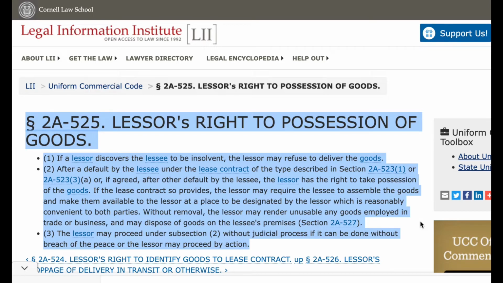If the lease contract so provides, the lessor may require the lessee to assemble the goods and make them available to the lessor at a place to be designated by the lessor which is reasonably convenient to both parties. Without removal, the lessor may render unusable any goods employed in trade or business, and may dispose of goods on the lessee's premises, Section 2A-527. 3. The lessor may proceed under subsection 2 without judicial process if it can be done without breach of the peace, or the lessor may proceed by action.